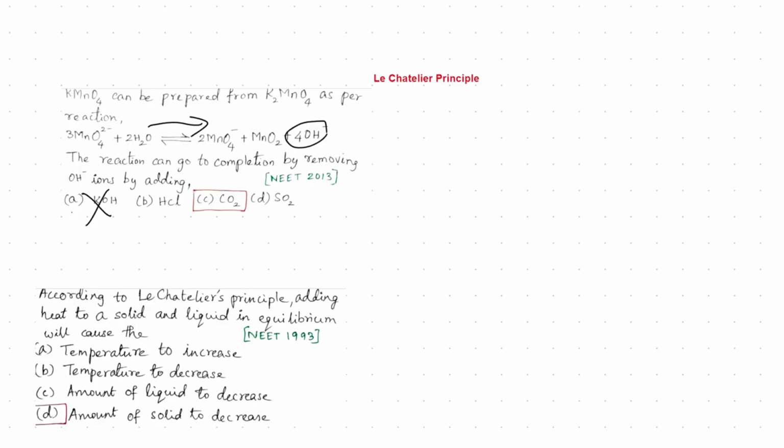So the correct answer is carbon dioxide. CO2 will only remove OH minus ions without affecting the reaction. Okay. Look at the next question.